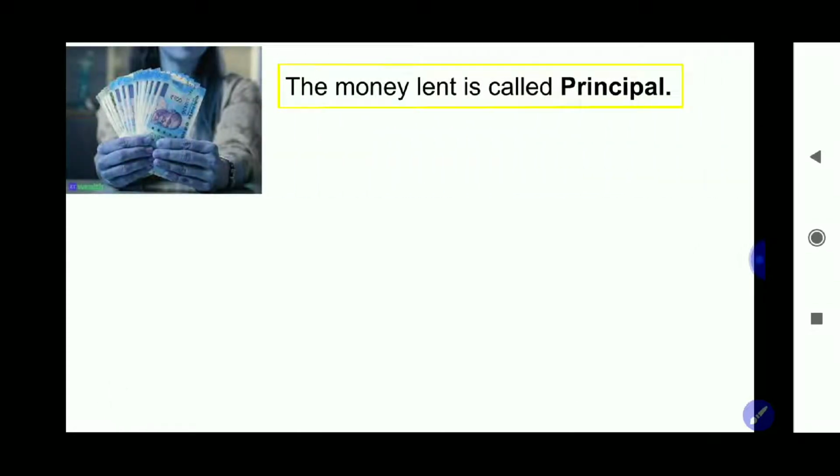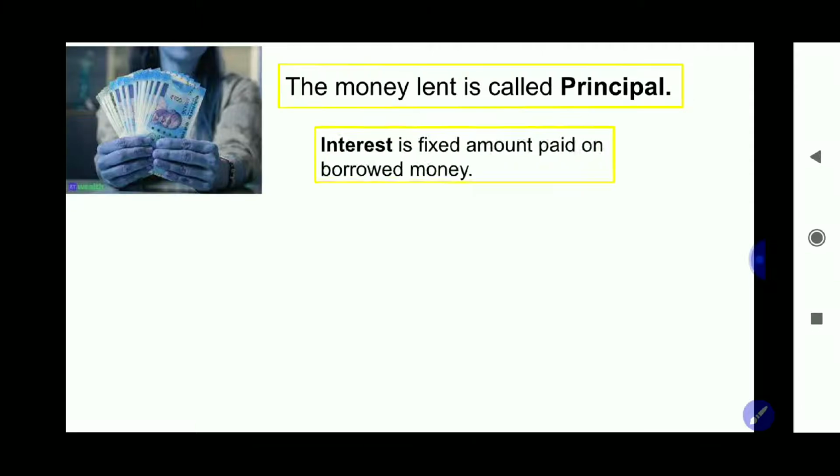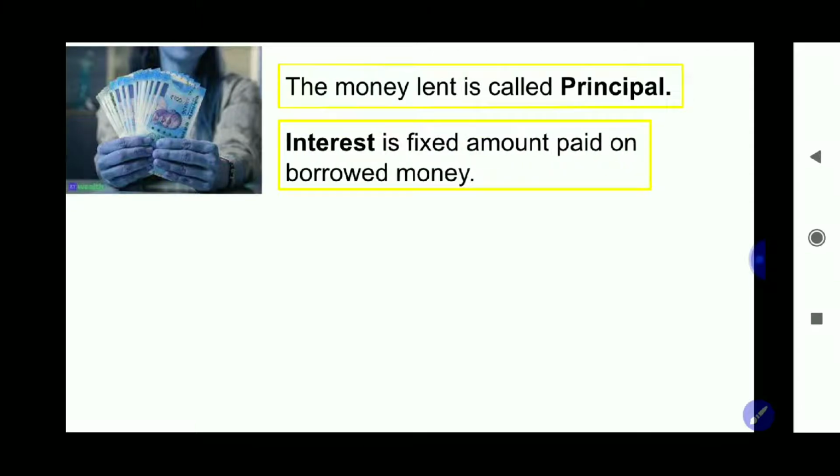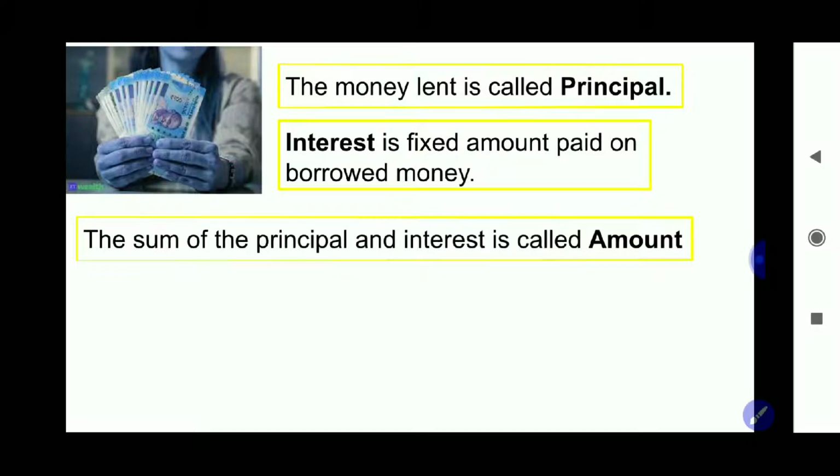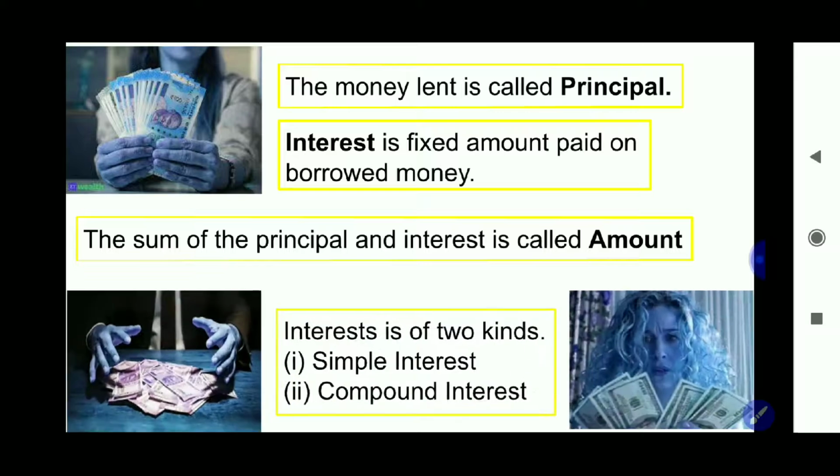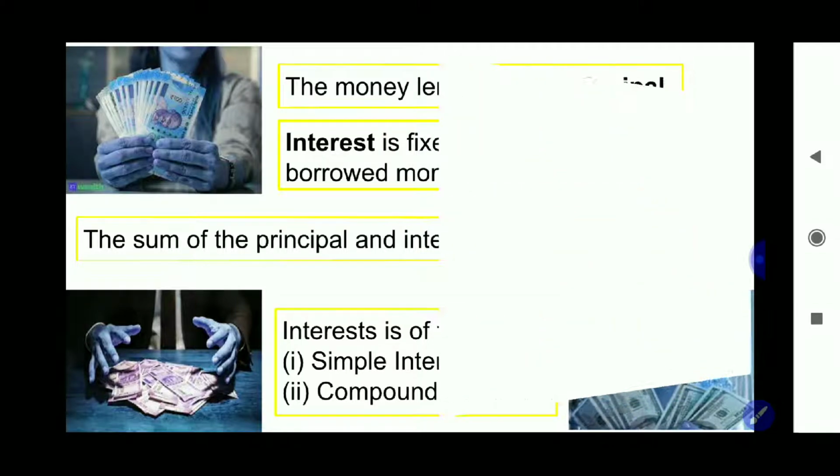The money lent is called principal. Interest is a fixed amount paid on borrowed money. The sum of the principal and interest is called amount. Interest is of two kinds: one, simple interest, and second, compound interest.